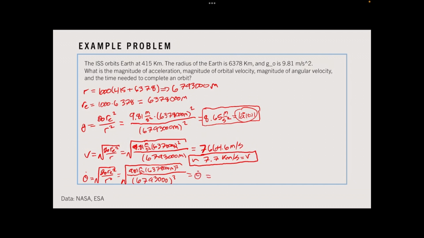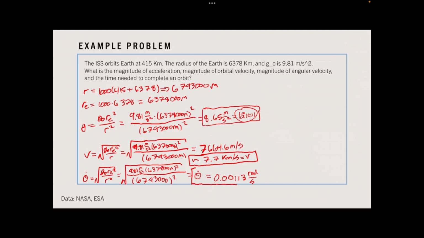Once I plug this into my calculator, 9.81 times 6378000, divide this by 6793000 cubed, and then square root that, what we get is an angular velocity of 0.00113 radians per second.